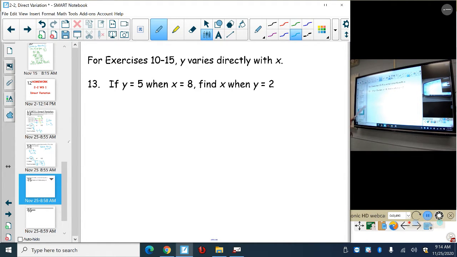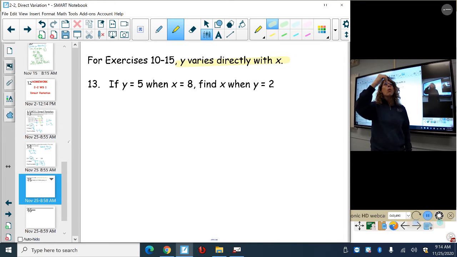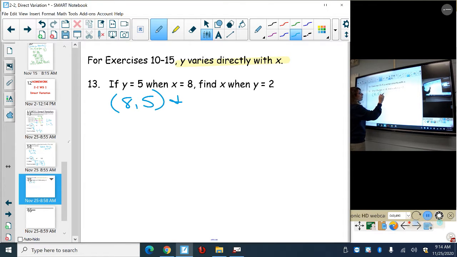The directions say for exercises 10 through 15, y varies directly with x. As soon as you read this sentence right here, y varies directly with x, immediately y over x equals y over x. That's what your brain should be thinking. Okay, so I'm going to go ahead and get ordered pairs. When y equals 5 and when x equals 8, so I have 8 comma 5. Find x when y is equal to 2.